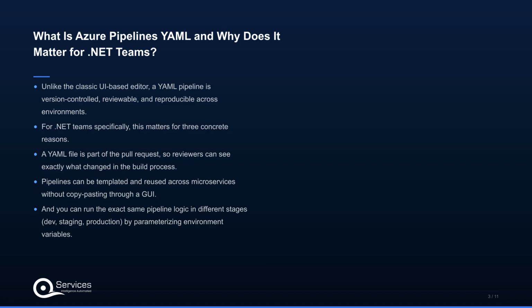Microsoft introduced YAML pipelines in Azure DevOps in 2019, and they've become the standard for teams building on .NET 6 and above. If your team is still on classic pipelines, migrating to YAML is worth the investment, particularly before any Azure app modernization effort or a lift and shift to Azure migration.